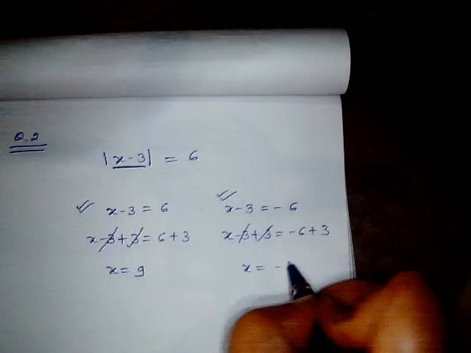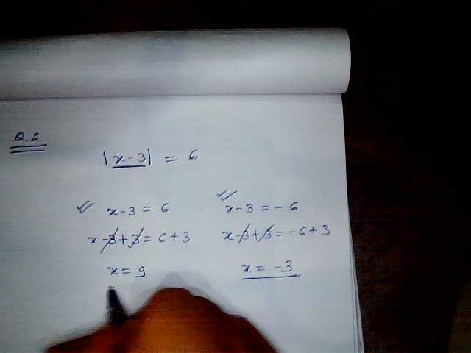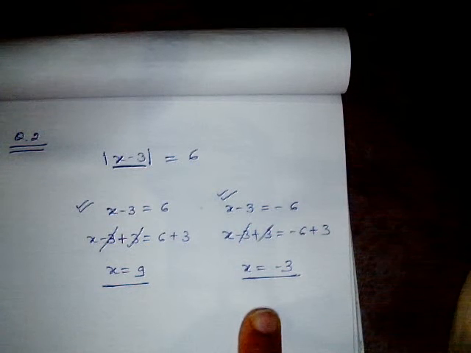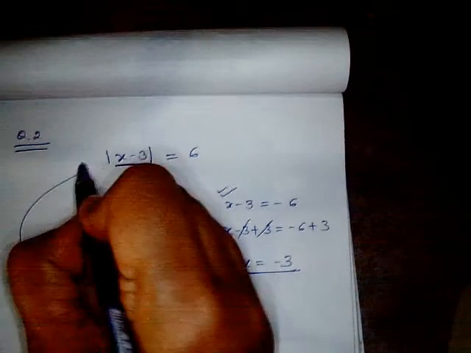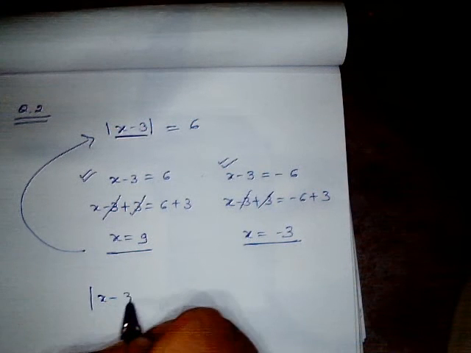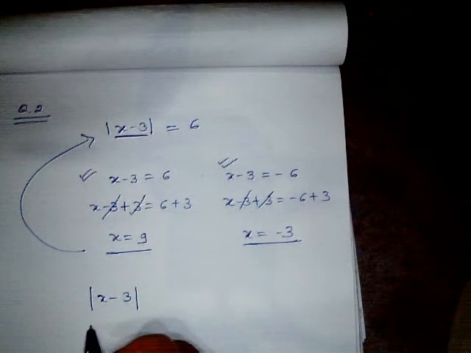Okay, let us verify this answer. I am going to place the x value 9 in the left hand side part of this equation. So 9 minus 3 is going to be modulus of 6, and we know the modulus or absolute value of 6 is going to be 6.